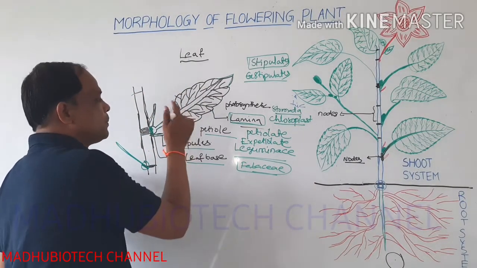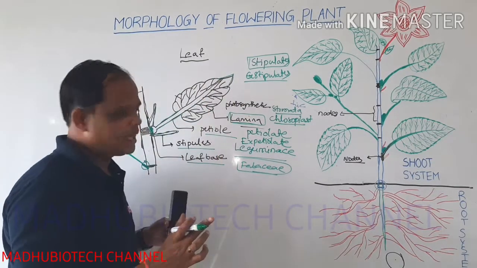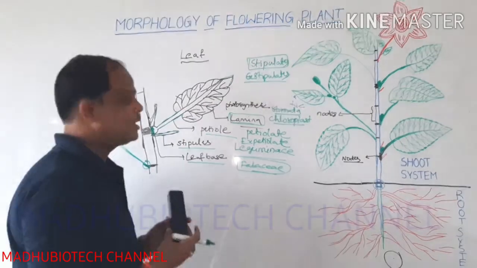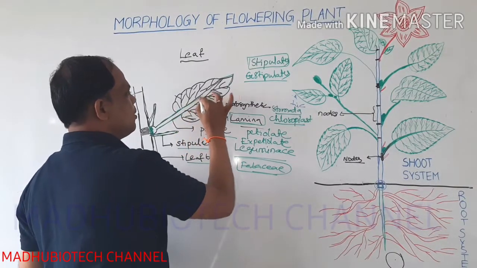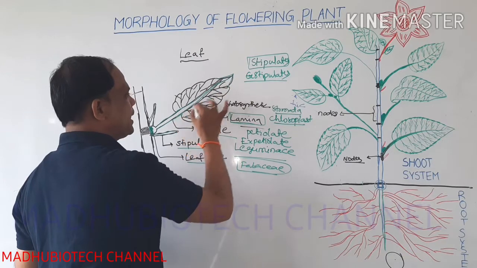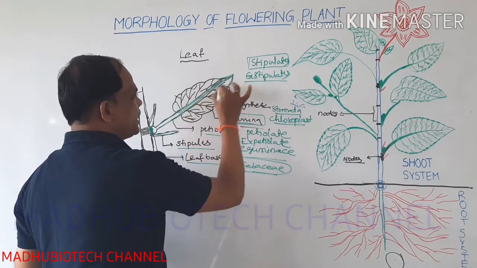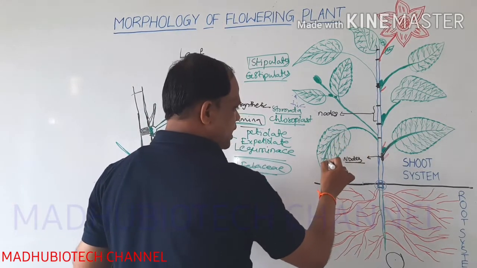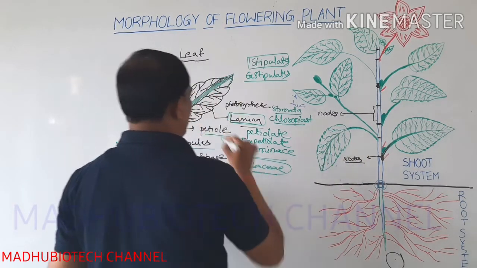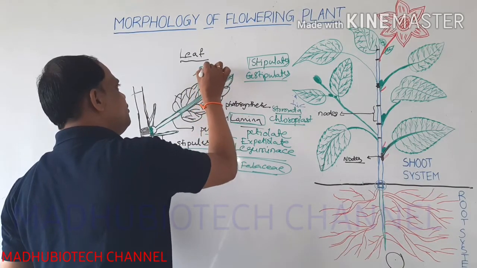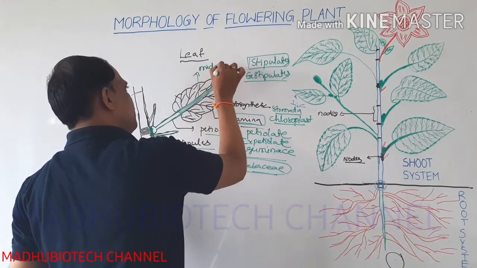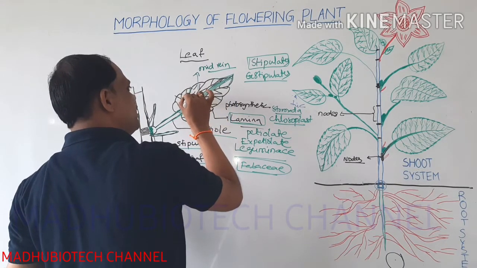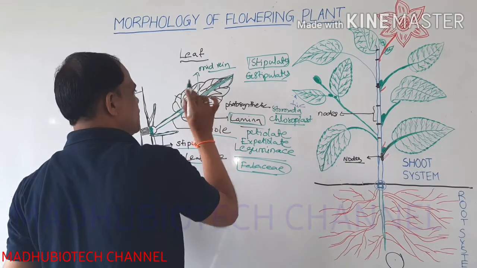And here inside the leaf, a small network is present. This is one vein. It can develop in the whole leaf. The main vein is called the midvein or midrib. And these are the veins and veinlets. A number of veinlets are present.